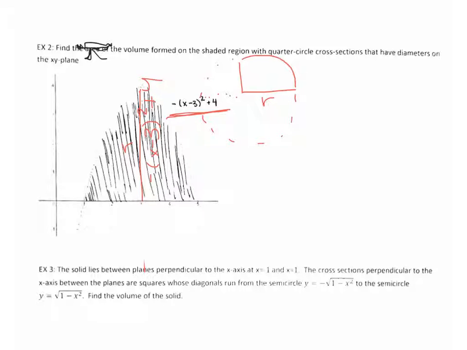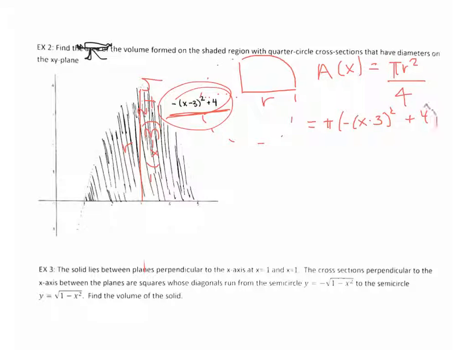So now I've got to figure out the area of my cross section. So the area of my cross section, A of x, is pi r squared divided by 4, because I'm dealing with 1/4 of a circle. And my radius, again, is just my function, okay, because that's the height of it. So that's going to give me pi times negative x minus 3 squared plus 4, squared, all over 4. Oops, I forgot to square my radius. There we go. Okay, so that's the area of my cross section.